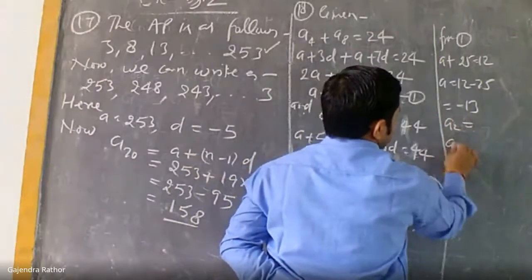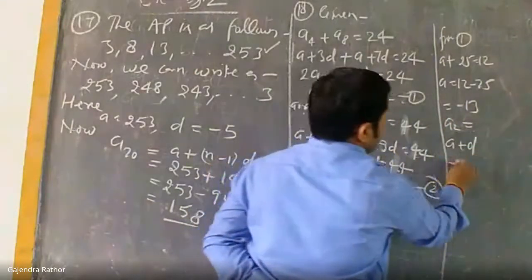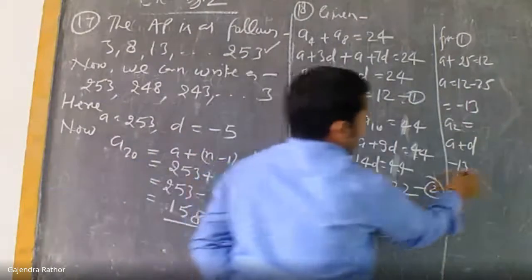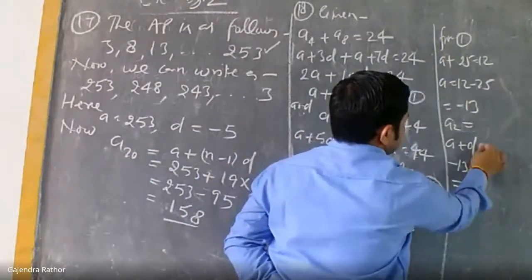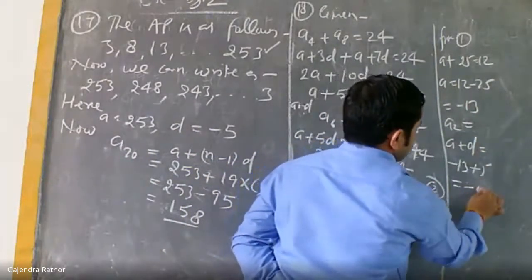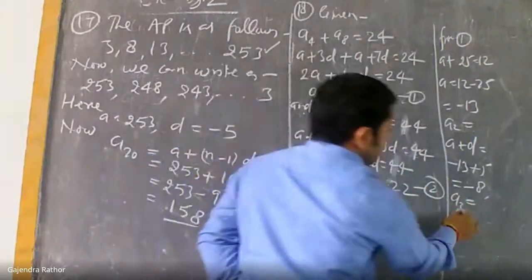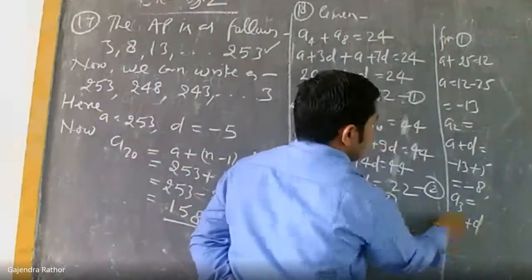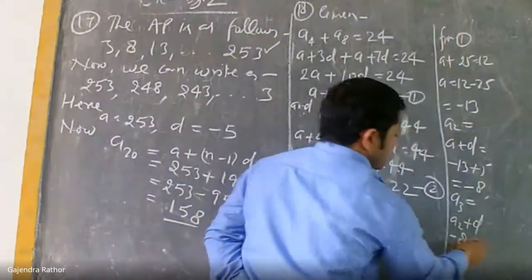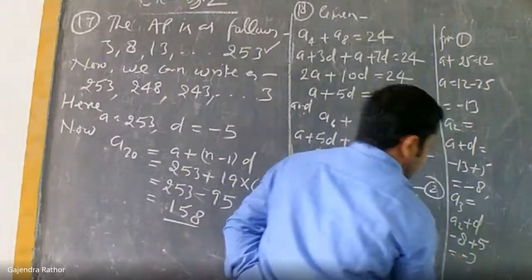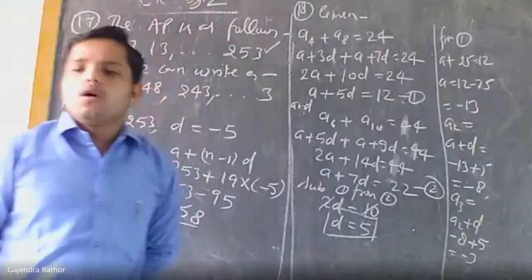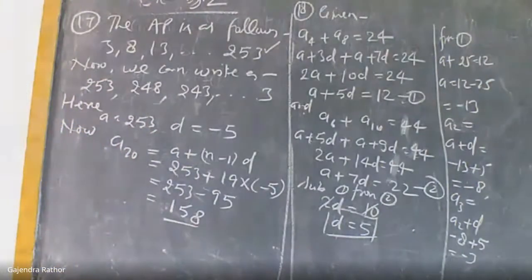So let's find out the terms. A2 is equal to A plus D. What is the first term? Minus 13. The common difference is plus 5. So that is minus 8. Next, A3 is equal to A2 plus D. What is A2? That is minus 8, plus 5, is equal to minus 3. So we have found the first three terms of this AP. These are minus 13, minus 8, minus 3.